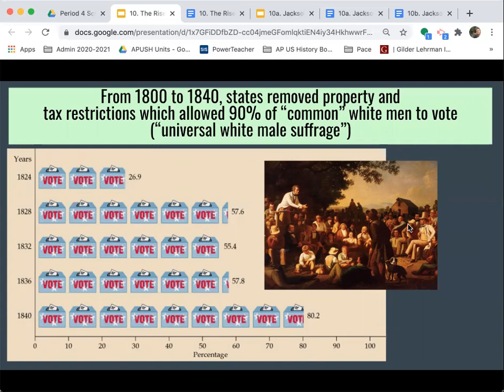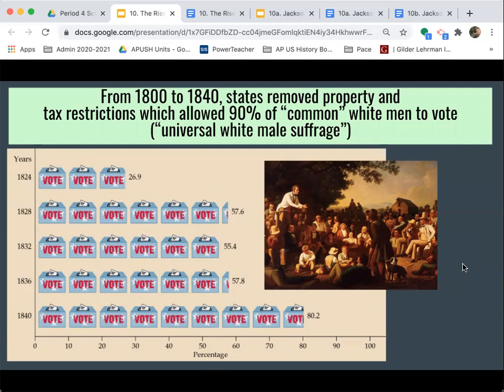Of course, not women, not people of color, not African Americans, not former slaves, any of that. But in terms of white males, we're seeing states getting rid of the property requirement to vote, having to own property to actually vote in state elections, and the tax restriction on voting, meaning if you don't pay a tax, meaning you don't have a job, then you can't vote. So as states are getting rid of property requirements and tax requirements to vote, we're letting more common people vote. And if you let more common people vote, who are they going to vote for? They're going to vote for somebody who reflects their desires, their ideals, their perspectives, their priorities.